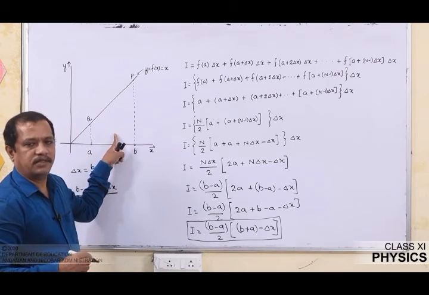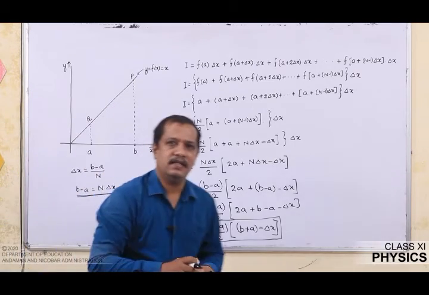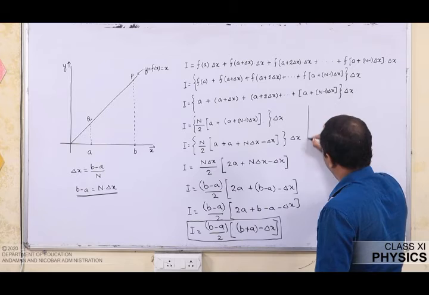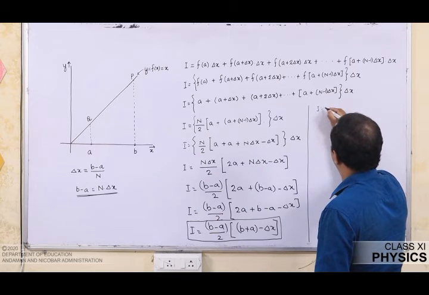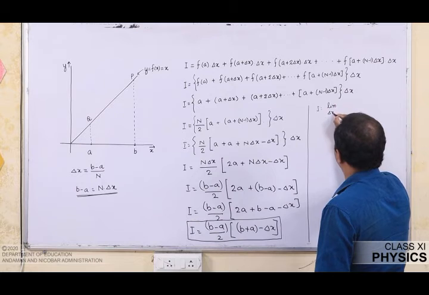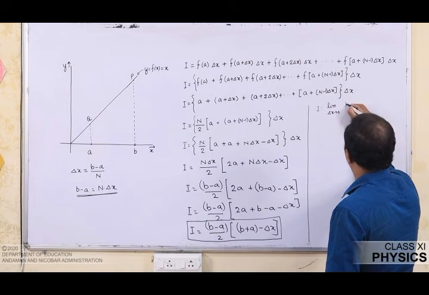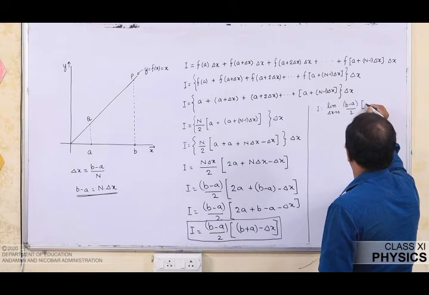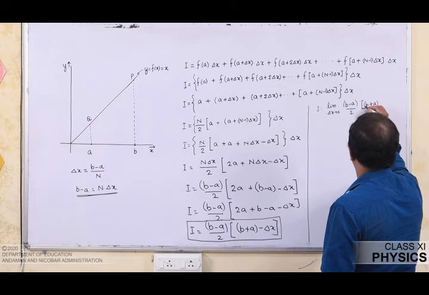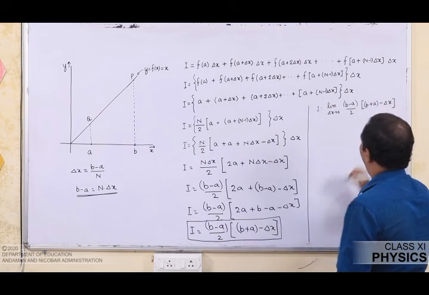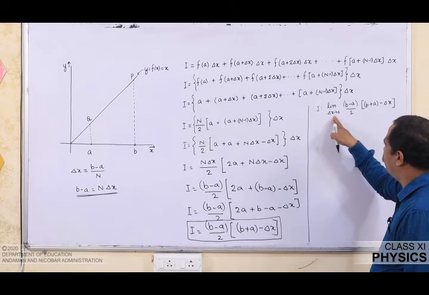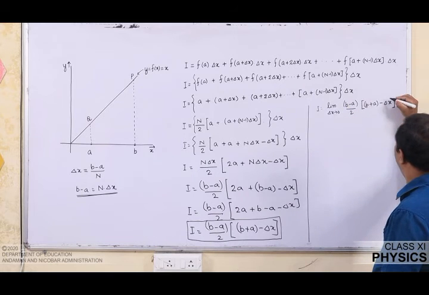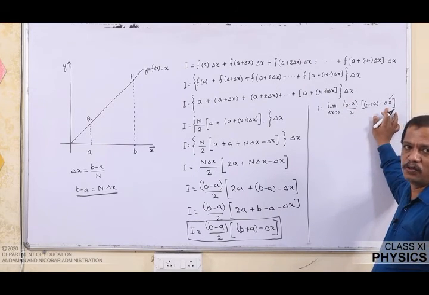for the trapezium. However, I want to increase the number of steps to infinity. In that case, I would write like this: I limit del x tends to 0, I will have b minus a over 2 times b plus a minus del x. So, as I have decreased the width to nearly equal to 0, even if I am going to neglect this del x, it is not going to make much difference.